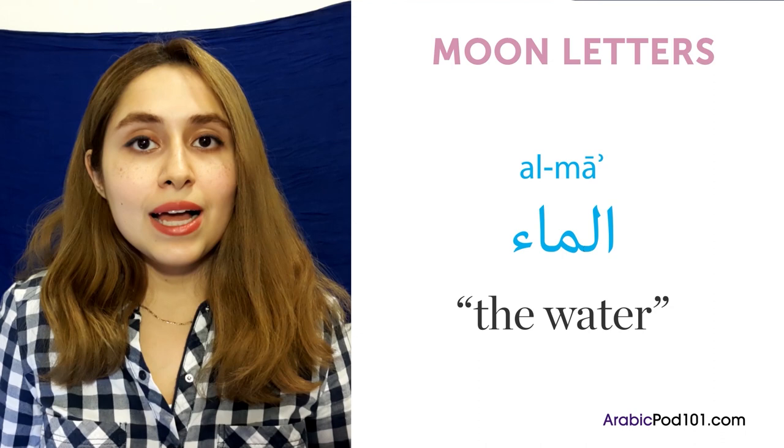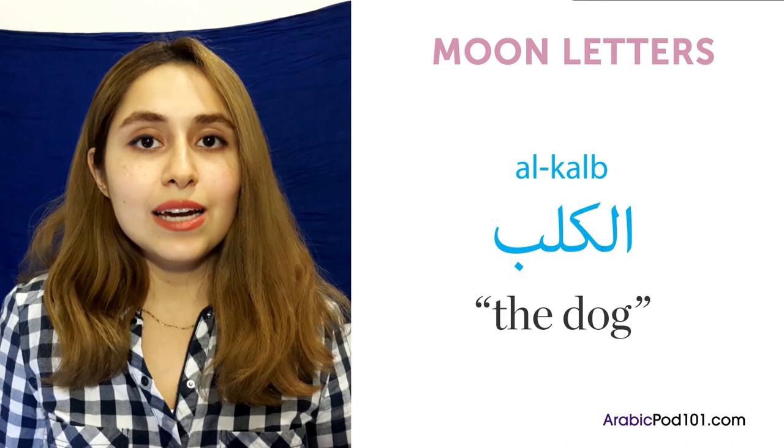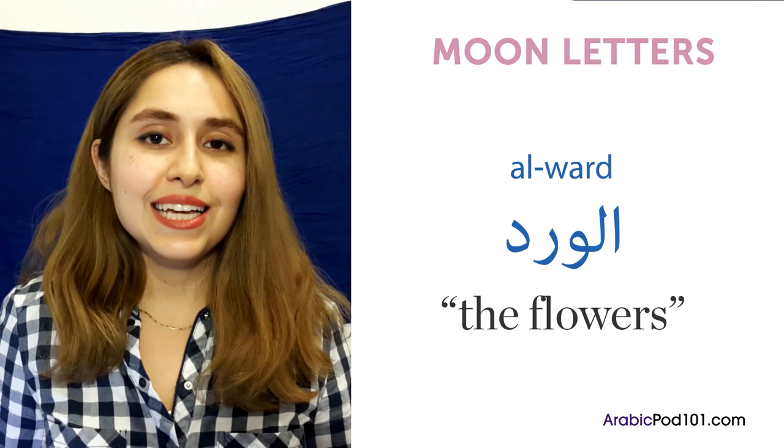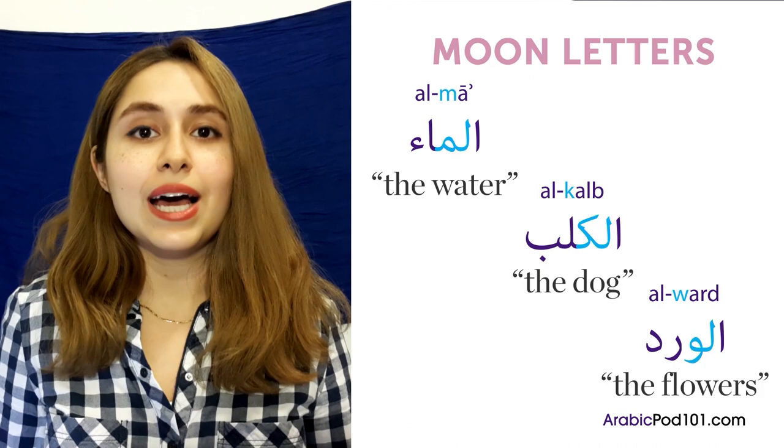Let's try to pronounce some words that start with an L followed by a moon letter. الماء, الماء, the water. الكلب, الكلب, the dog. الورد, الورد, the flowers. Notice how moon letters allow the L to be pronounced fully.